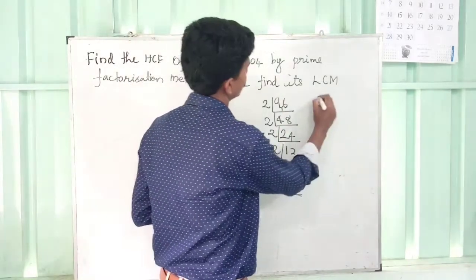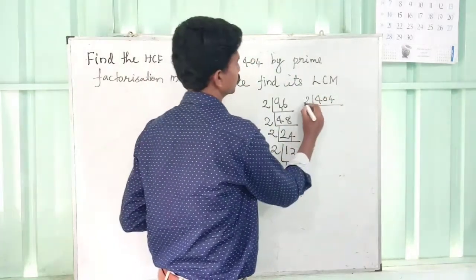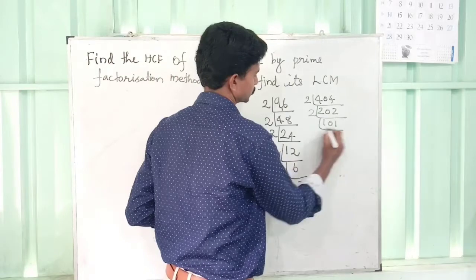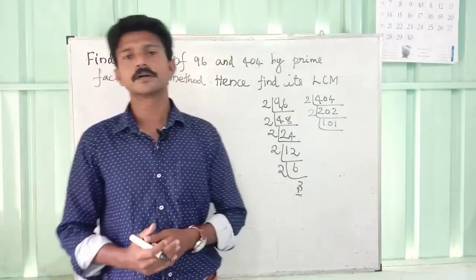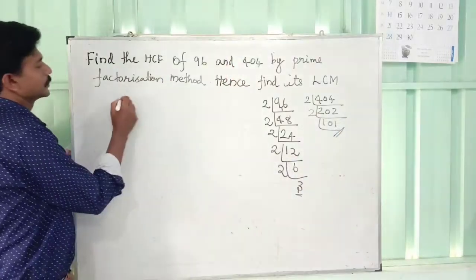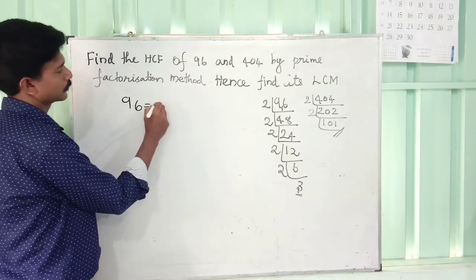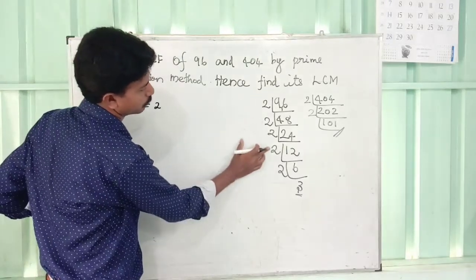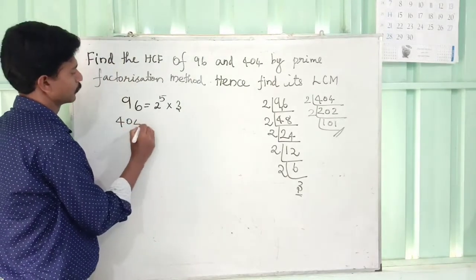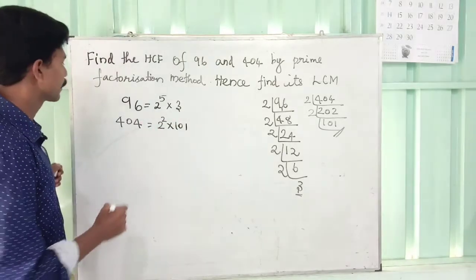So let us find for 404. It is an even number, so we can divide by 2. So 202. Again an even number, 101. So 101 is a prime number, so we can't divide, and we can stop there. Let us write the product of primes of 96. How many 2s are there? 1, 2, 3, 4, 5. So 96 is 2 raised to 5 into 3. And 404 is equal to 2 raised to 2 into 101. Right?